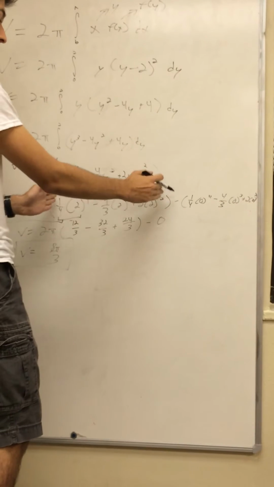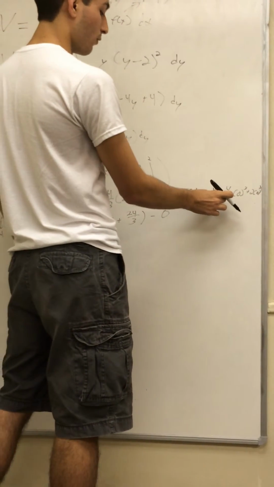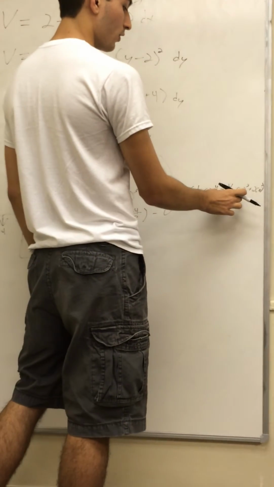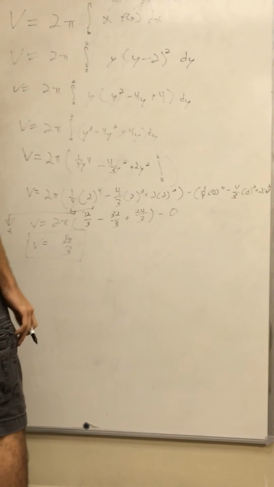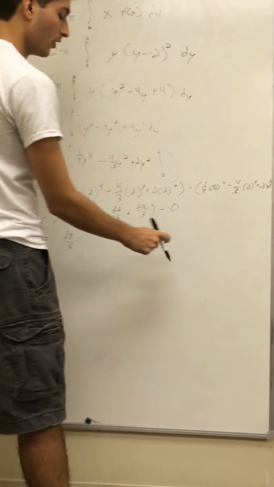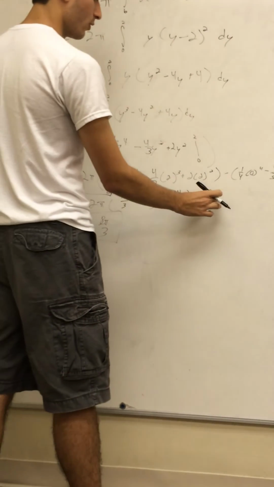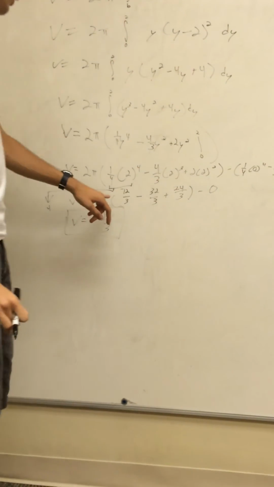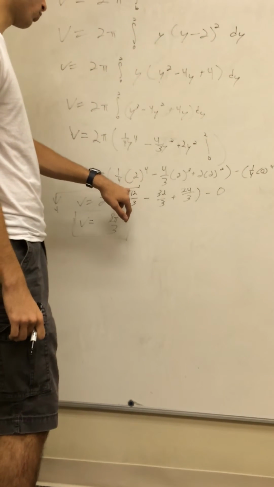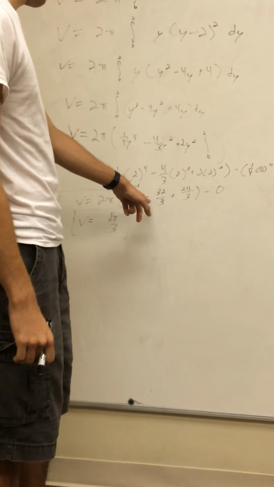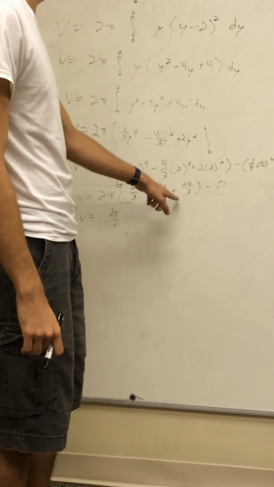So this is our upper limit. Then minus 1/4 times 0 to the fourth minus 4/3 times 0 to the third plus 2 times 0 to the second, because it's our lower limit. All right, so this all just equates to 0. So we have our upper limit function minus our lower limit function, which is 0. And then we simplify this down. We get 12 over 3, which is 4, minus 32 over 3 plus 24 over 3, which is 8.